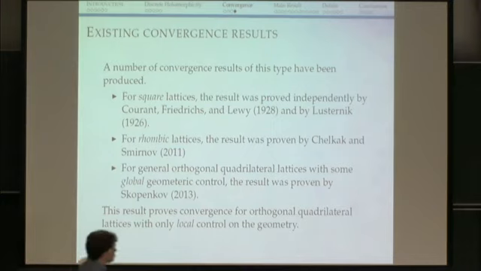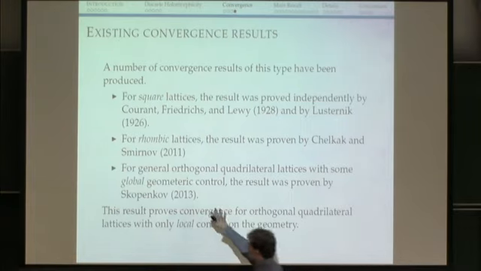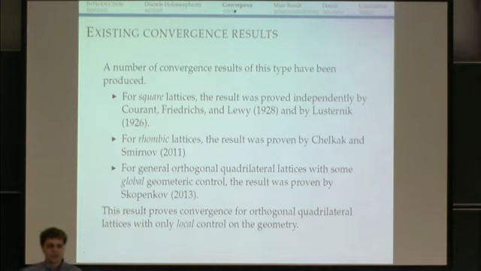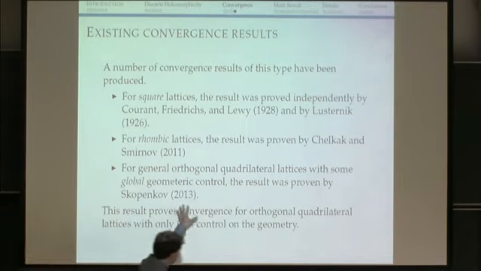Then, much more recently, like I said, there was this revival amongst probabilists at least, and a result by Smirnov and Chelkak extended this sort of thing for rhombic lattices, or isoradial graphs, equivalently. And then, much more recently, Skopenkov in 2013 proved something along these lines, and I'll be more specific about what that result said in a minute, but it basically says that you have some collection of orthogonal quadrilateral lattices, and you have some condition on global geometric control. So something that says that there aren't too many quadrilaterals in any little section. Then you also have this in a great degree of generality.